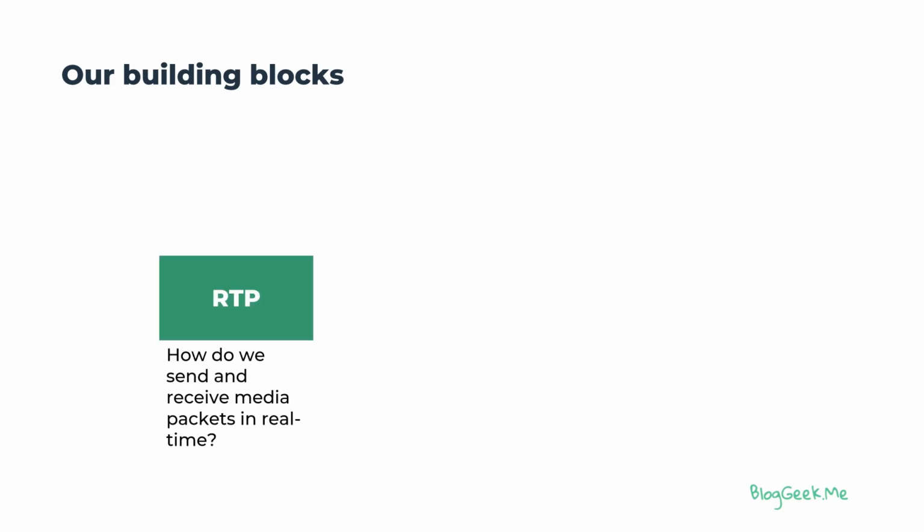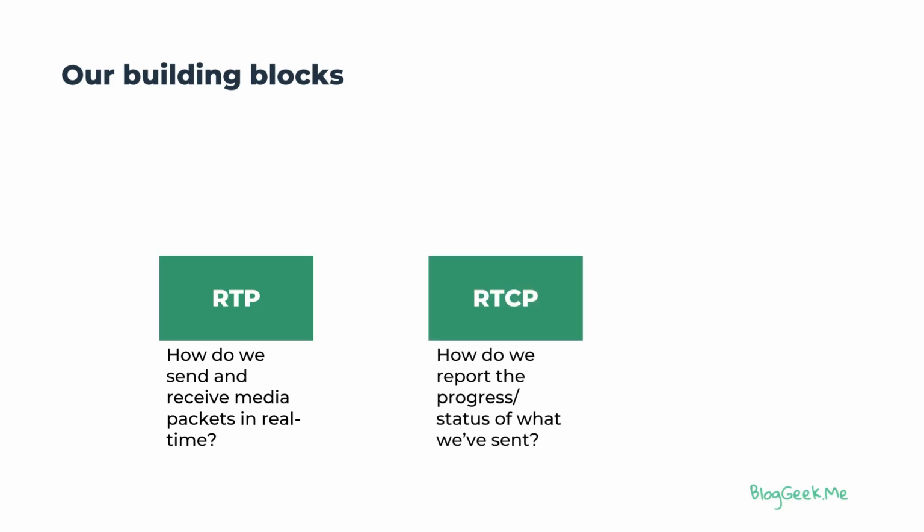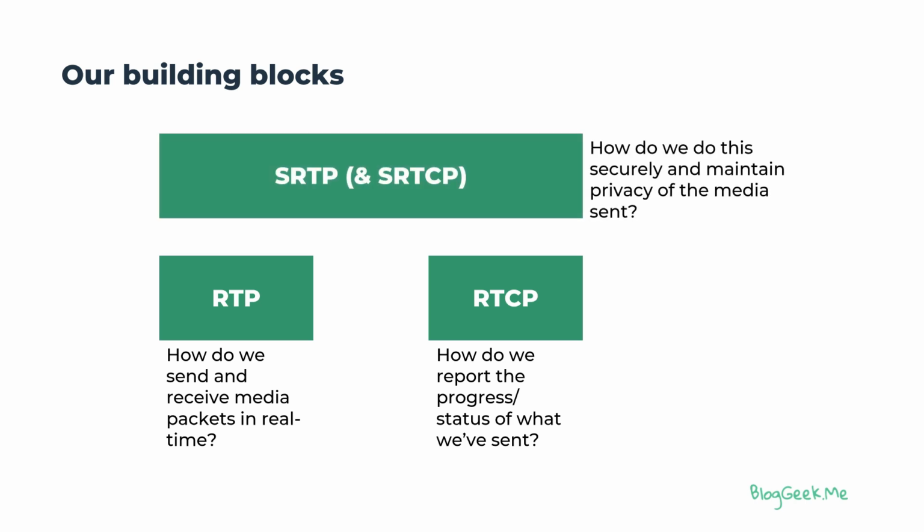We have RTP, which answers the question, how do we send and receive media packets in real time? This is what is actually used to send and receive the media packets. Then we have RTCP, which answers the question, how do we report the progress and status of what we've sent? And then there's SRTP and SRTCP. This is just how do we do all of these things of RTP and RTCP securely to maintain the privacy of the media that is being sent.